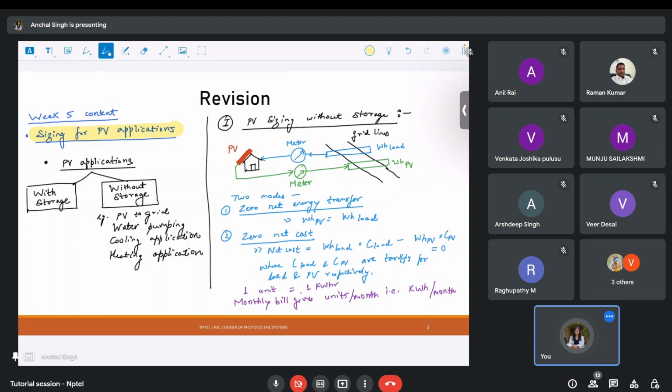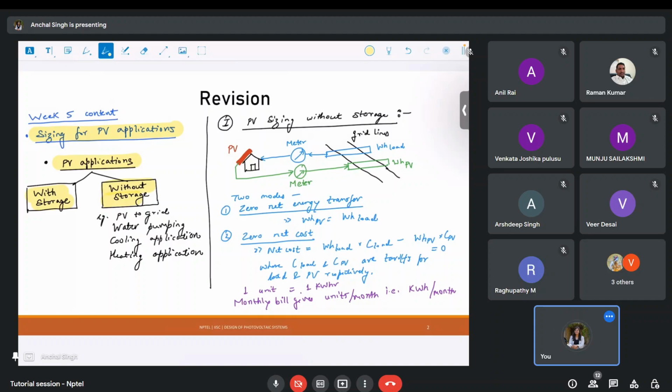So in general, any PV applications we have seen can be divided into two parts, or it could be two alternatives. One could be we could design a PV system with storage, or another is we could design a PV system without storage. So these are the two options that are available to us. Okay. So when we talk about with storage, there are different types of storage that we'll see in the coming slides. And another option is without storage.